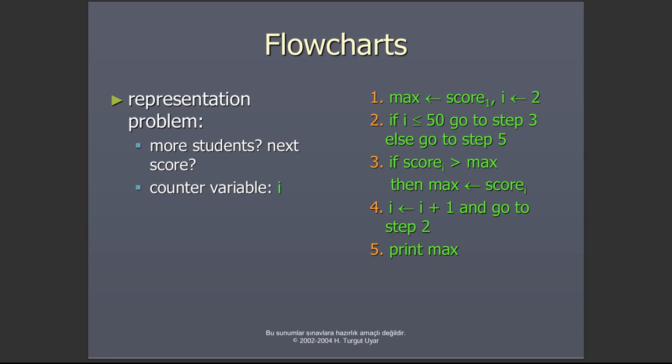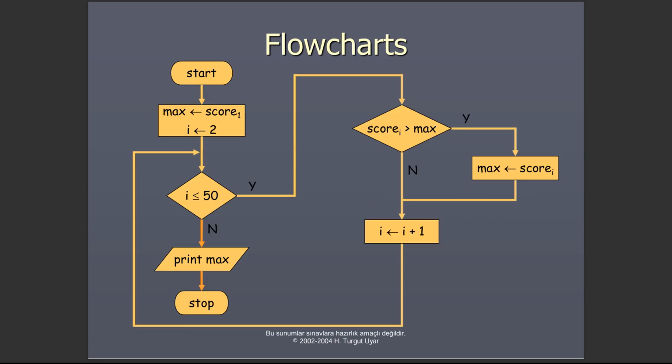What's hard? Complex algorithms. Like this. The page shows us the flowchart of our maximum score algorithm. Let's follow the flow. We start at the top, set our initial values for max and I, then enter a loop. In the loop, we first check if I is less than or equal to 50. If yes, we check if the current score is bigger than max.